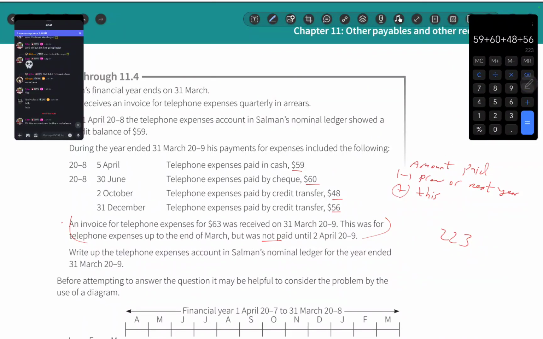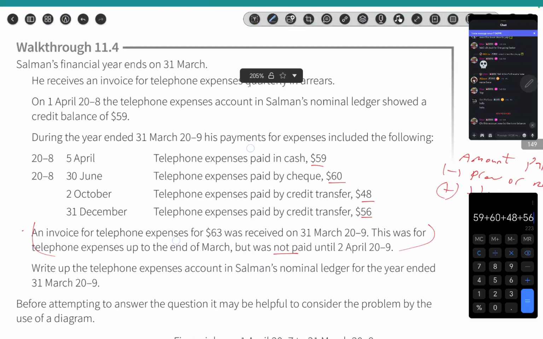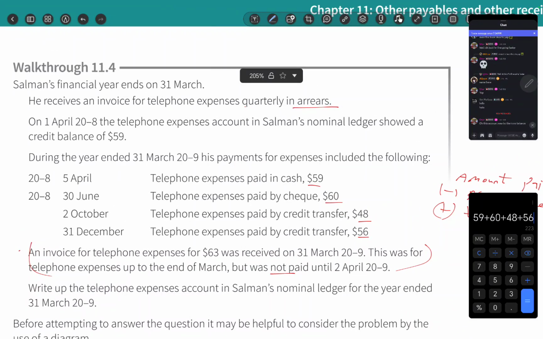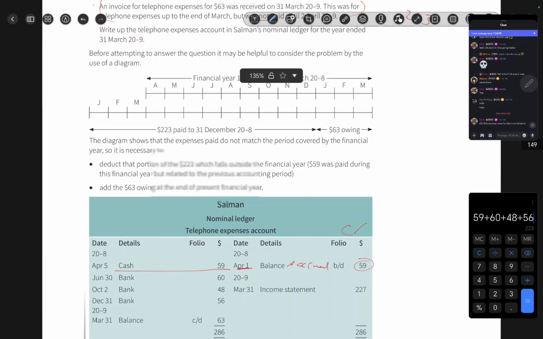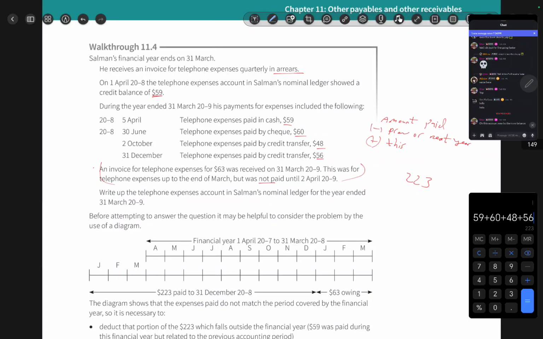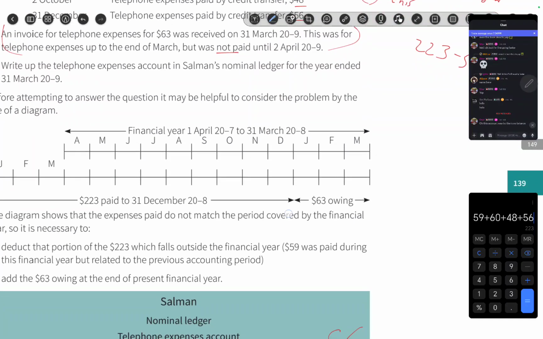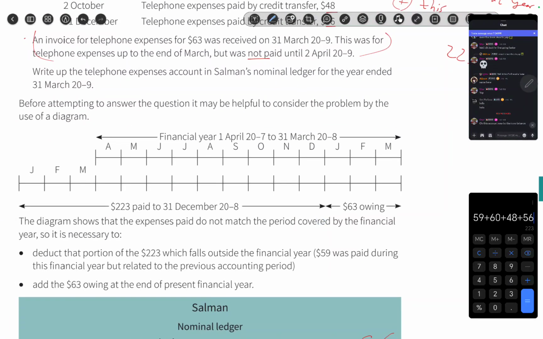Now this 59 is related to the previous year. How do I know if it's related to the previous year? It says quarterly in arrears, and it also says that it's a credit balance, meaning that it's a current liability, it's an accrued expense, and that's why it's related to the previous year. So you can subtract 59, and here it's showing that they paid it, but it's not for this year. It's for the last 3 months.